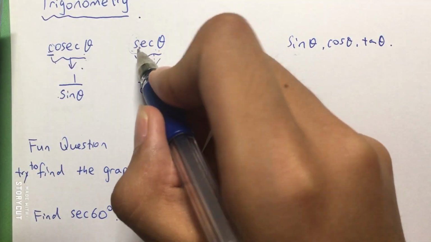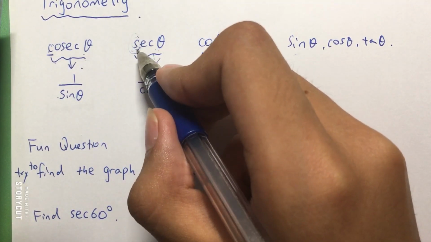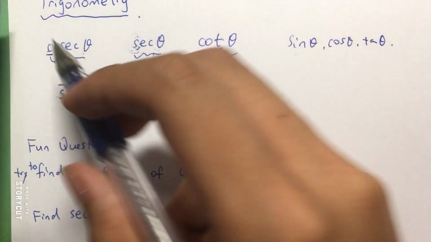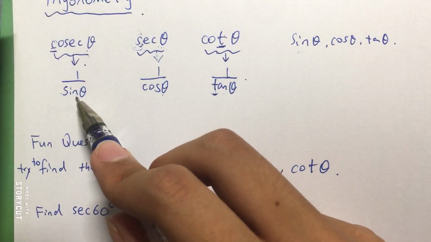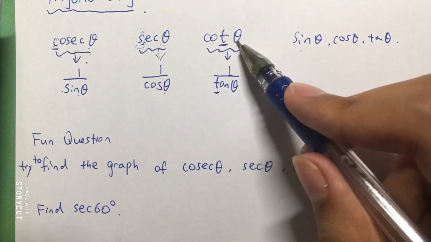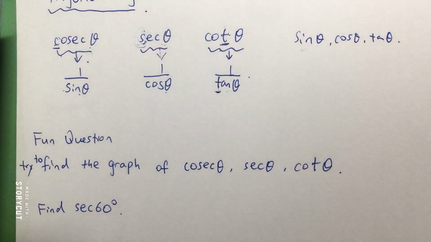So just look at the first letter. If it is an S, then it's related to cosine theta. If it's a C, then it's related to sine theta. But for cotan theta, I think you can memorize it easily.